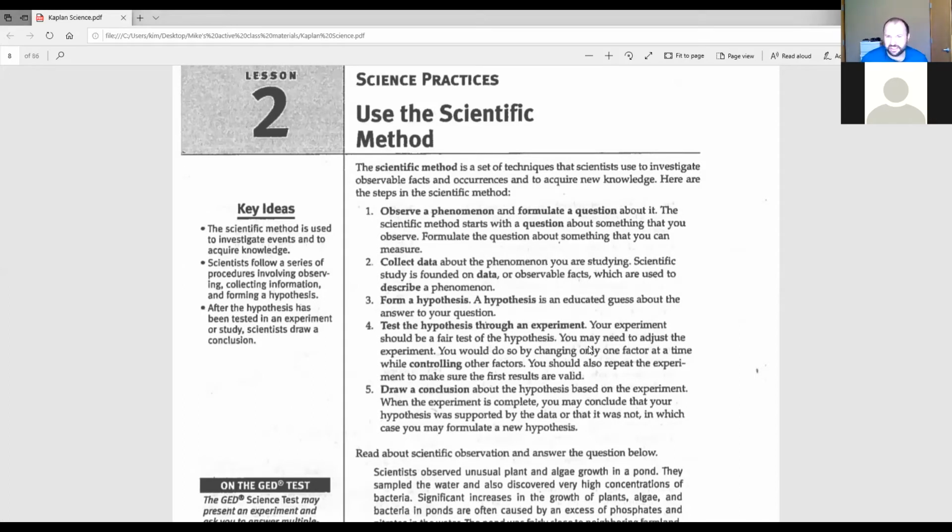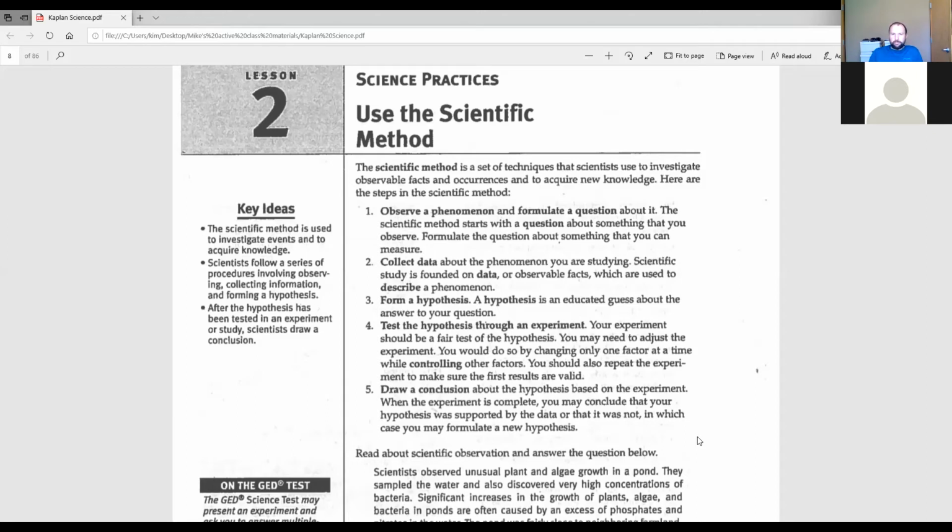You may need to adjust the experiment. You would do so by changing only one factor at a time while controlling other factors. We'll get into this when we talk about independent and dependent variables, right? But basically, if we're testing something, we don't want to have lots of other things that might be impacted. In other words, we want to isolate what we're testing so that when we come up with an answer, we know what has impacted that one factor, right? So we're trying to control as many things as possible and make our results as accurate as possible.